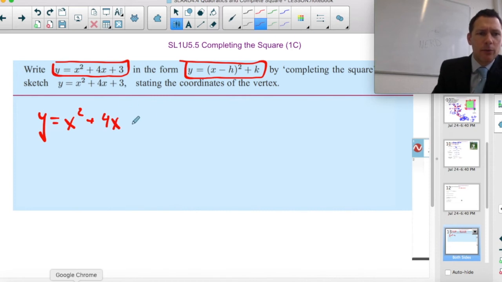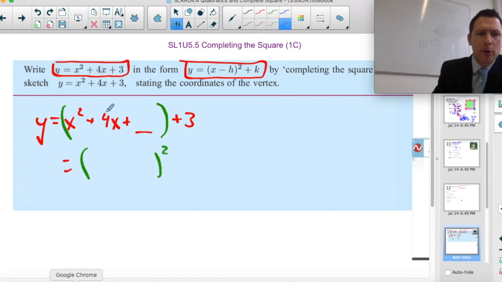This looks like y equals x squared plus 4x plus 3. This 3, in the previous problem, we kicked over to the other side because we were trying to solve it for 0. Here, we can just push it out of the way and ignore it for a little bit and only look at this piece. So in the next step, I could factor this into blah, blah, blah squared, right?